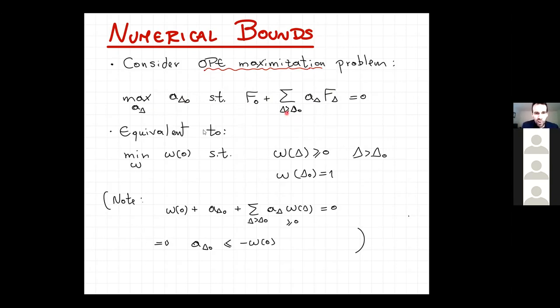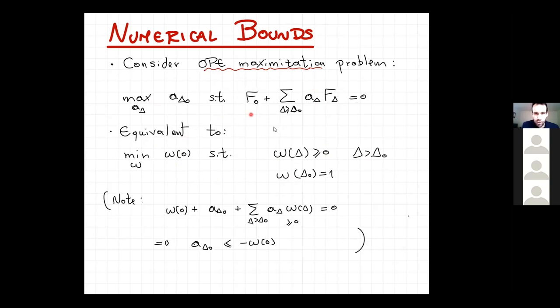So this problem is actually equivalent to a similar one, which is, let us minimize over functionals the value of the functional at the identity, where these functionals should satisfy the following properties. So at delta zero, they should be one. And for scaling dimensions above the gap, it should be non-negative. So why are these two problems equivalent?